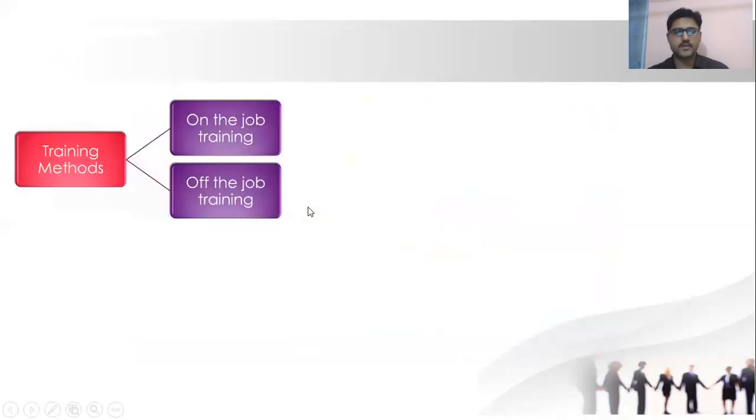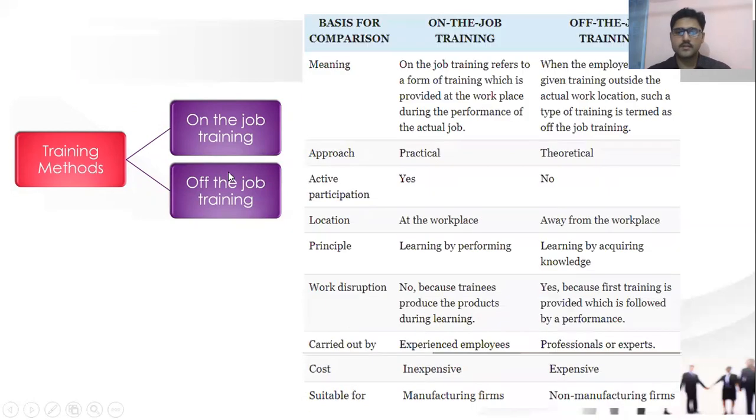There are certain methods. First, two types of methods are there. One is on-the-job training and another one is off-the-job training. So what is on-the-job training? On-the-job training is the training which will be provided at the workplace, at the actual workplace. And what is an off-the-job training program? Off-the-job training program means the training which would be provided outside of the actual work location.